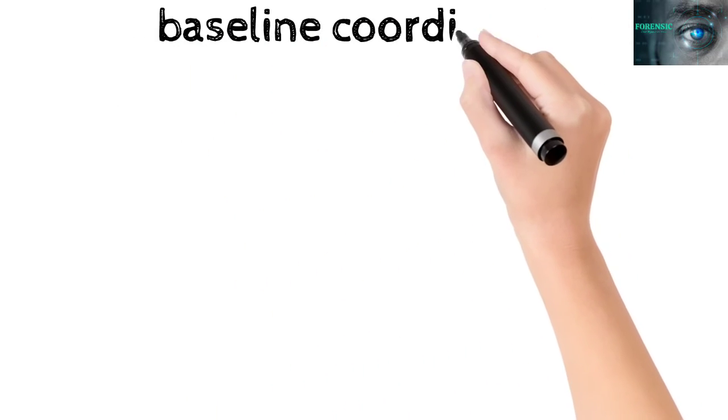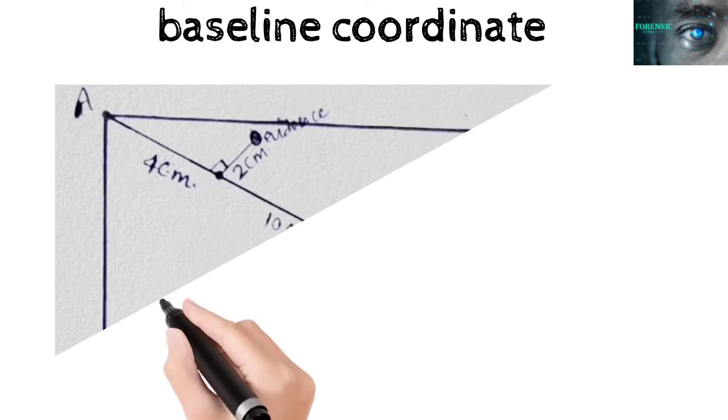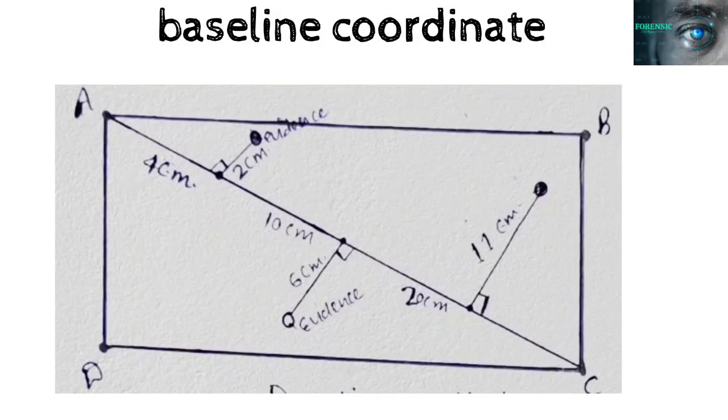Baseline coordinates are most suitable for exterior scenes without evident landmarks, although it can be used inside. The 2 measurements fix the object in relation to the baseline and the datum.